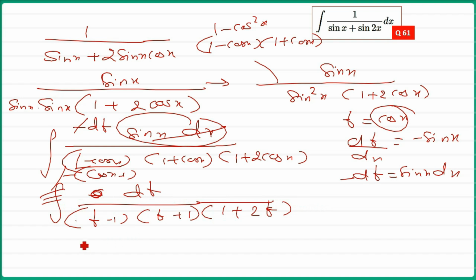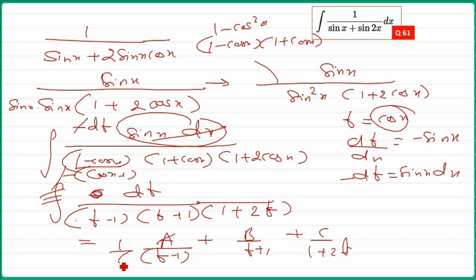Now you can just forget about the integration sign. First find out the partial fractions, the constants. So a divided by t minus 1, b divided by t plus 1, and c divided by 1 plus 2t. So 1 by 6 will come as a, 1 by 2 will come in front of this, and c will come as negative 4 by 3.